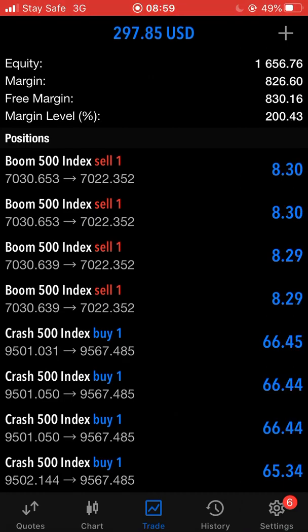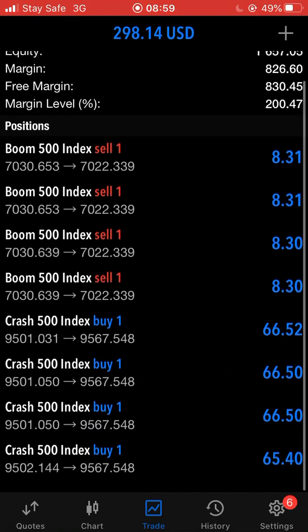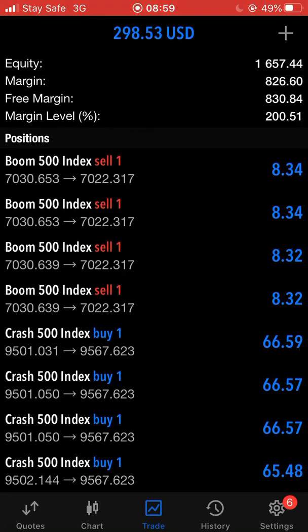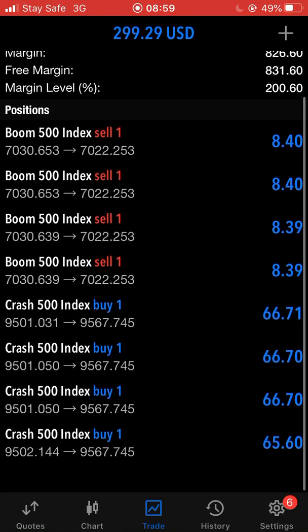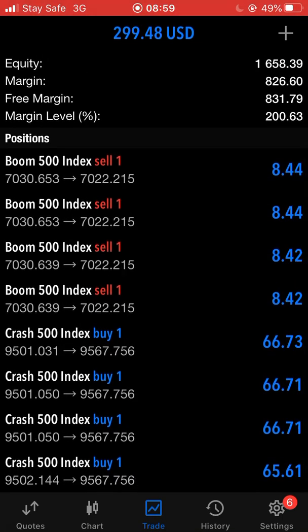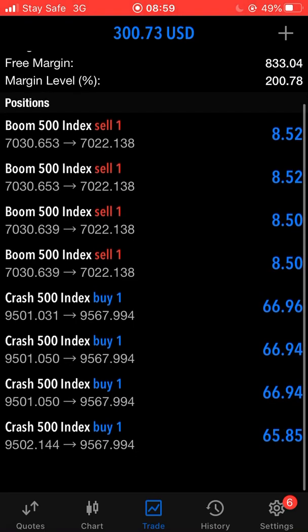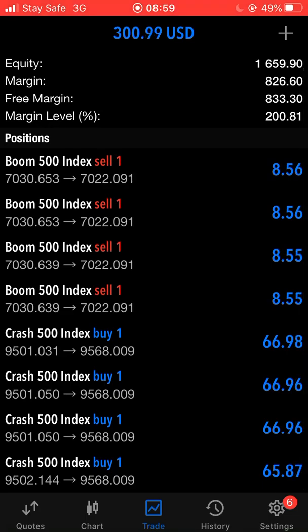As you can see right here, I'm currently on a Boom 500 trade and then a Crash 500 buy. These trades are sent out to our VIPs and our free Telegram channel. So let's head into the trade. And finally, I'm about to hit $300 for this morning. Okay guys, boom, I'm done. So $300, you know what that is in my currency over here. Anyways, let's just get straight into the strategy.